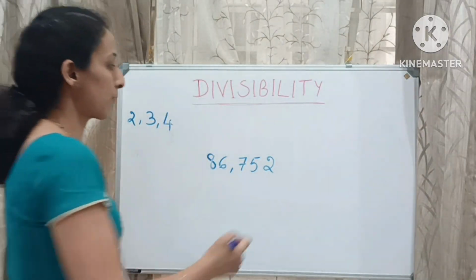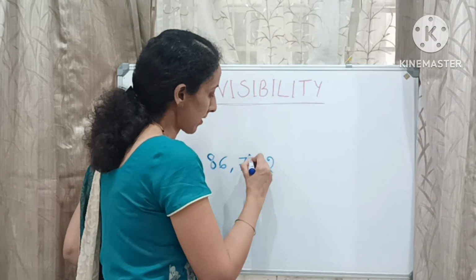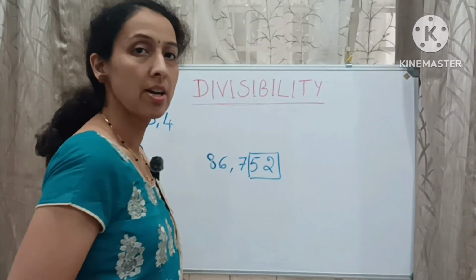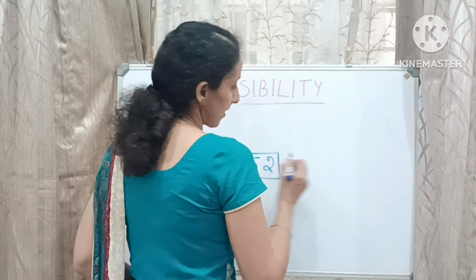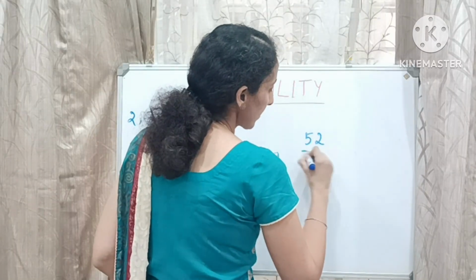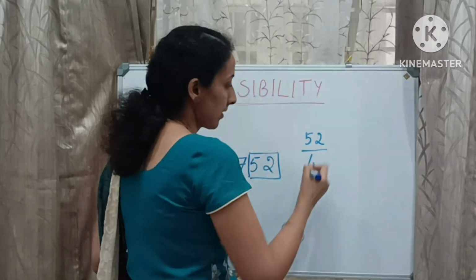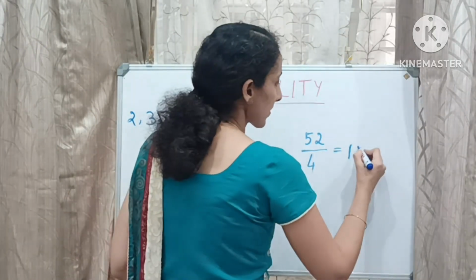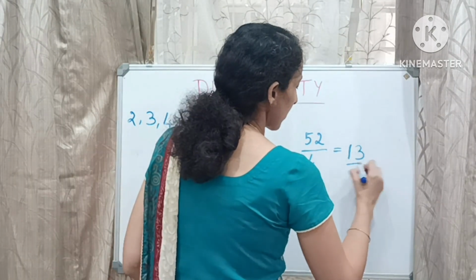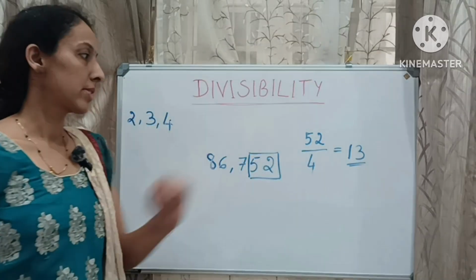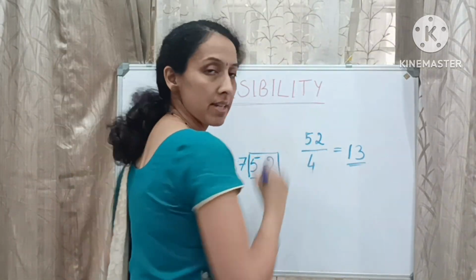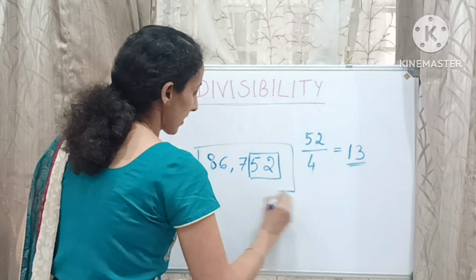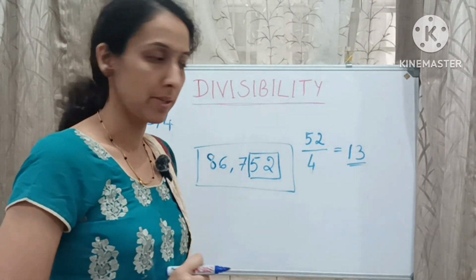Now, in case of 4, we don't just see the last number, we see the last 2 digits. What does it give? Let's see if 52 is divisible by 4. 4 1s are 4, 4 3s are 12. So, 4 13s are 52, which is fully divisible by 4. That is why this entire number is divisible by 4.